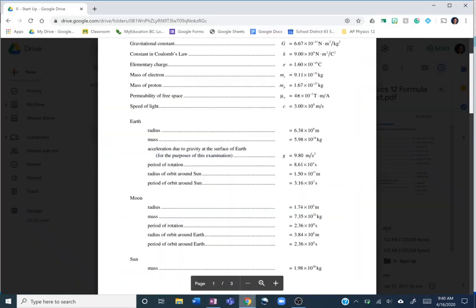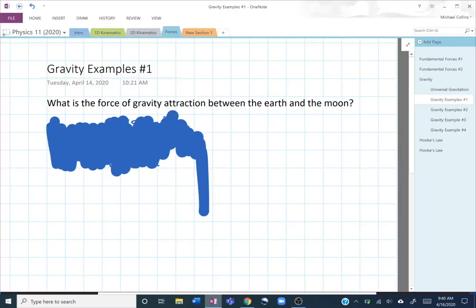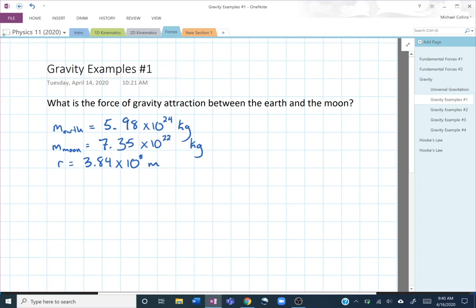I can jump over to my formula sheet, and it's all on here. Definitely don't need to memorize it. I have the mass of the Earth right here, 5.98 times 10 to the 24. I have the mass of the Moon, 7.35 times 10 to the 22. And we're given a couple of radiuses here: the radius of the Moon and the radius of the orbit around Earth. We want how far apart the Earth and Moon are, so we're going to use the radius of orbit around Earth, this 3.84 times 10 to the 8. And I think that's what I've got covered: the mass of the Earth, the mass of the Moon, and how far apart those two things are.